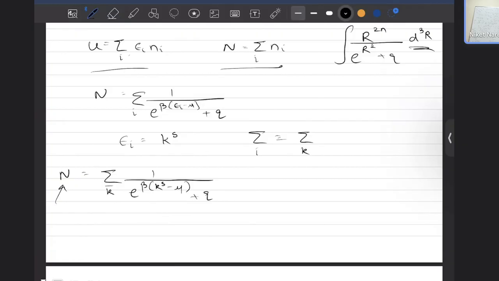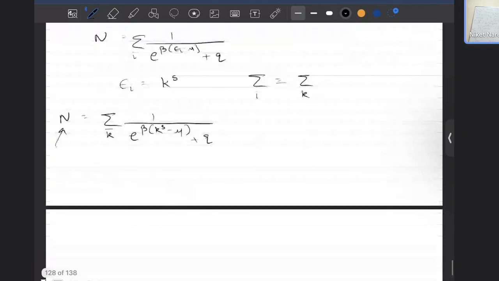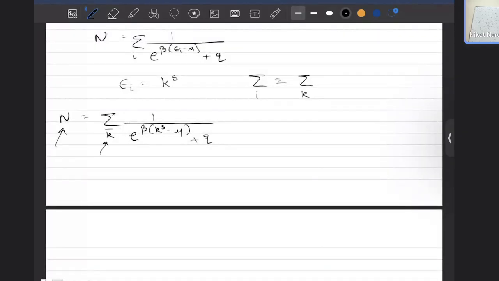d is equal to 3 in my case. So I know the solid angle and everything, and I know how to convert this summation to an integral. It will be V by 2 pi the whole cube, integral 4 pi k square dk, divided by e raised to power beta e raised to power s minus mu, plus q.